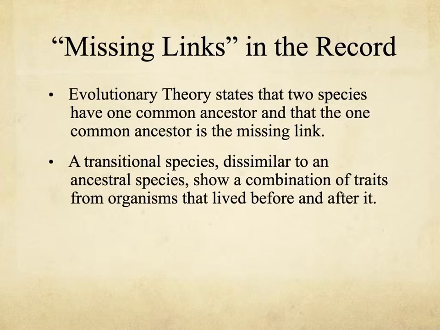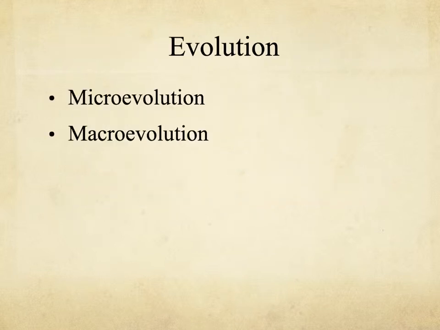A transitional species, dissimilar to an ancestral species, shows a combination of traits from organisms that lived before and after it. Evolution can happen on a smaller scale, such as change in size and shape, called microevolution, or on a larger scale, such as formation of new species, called macroevolution.